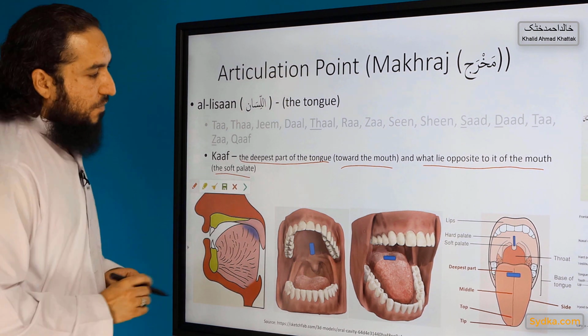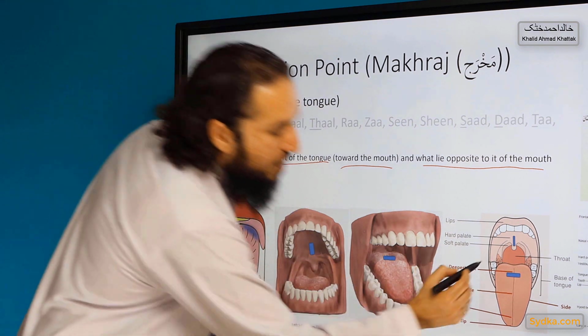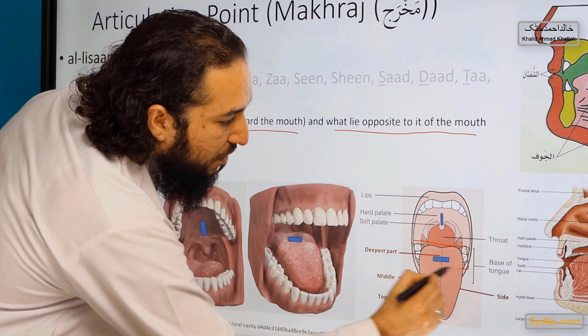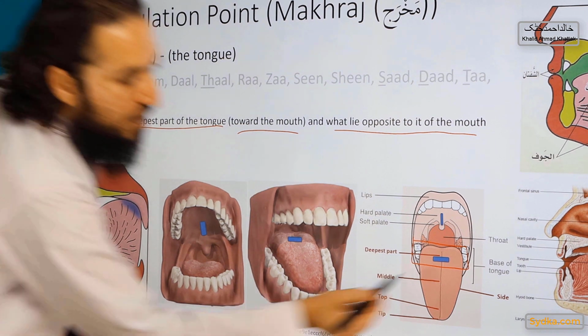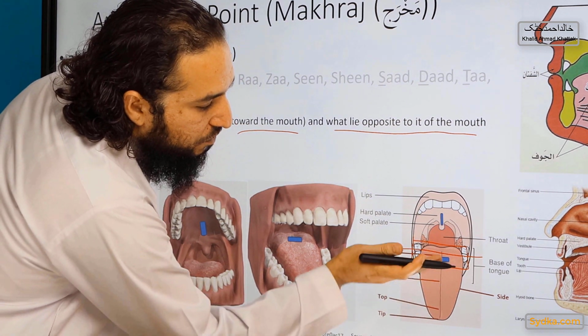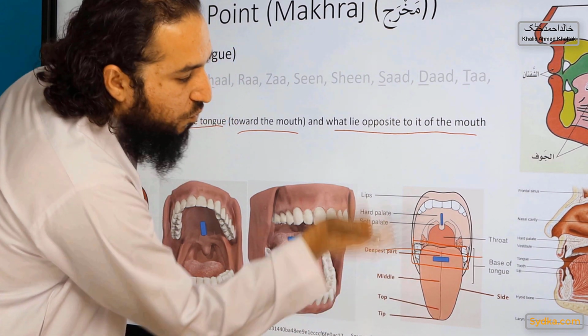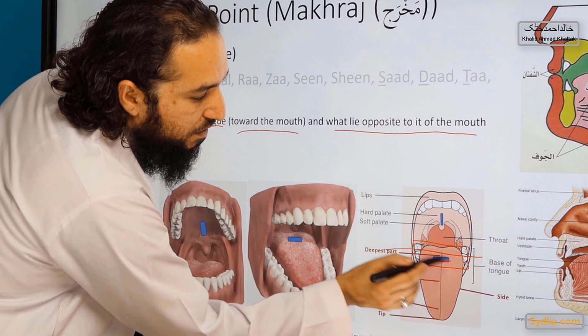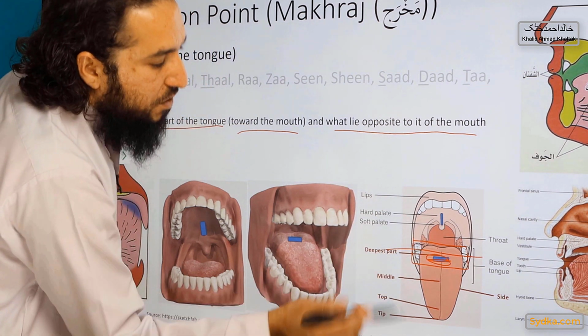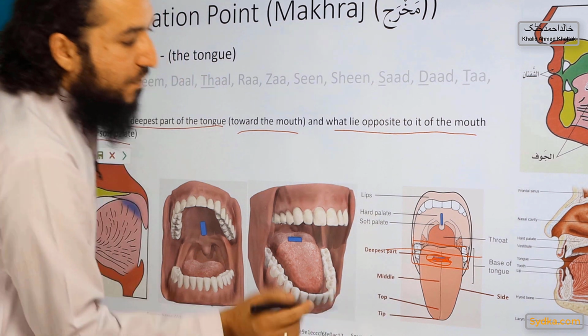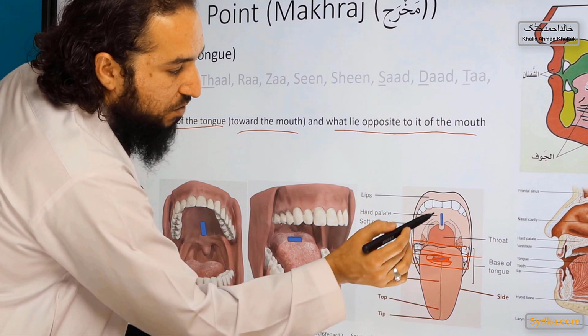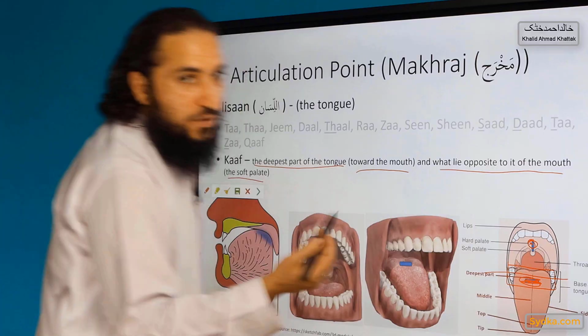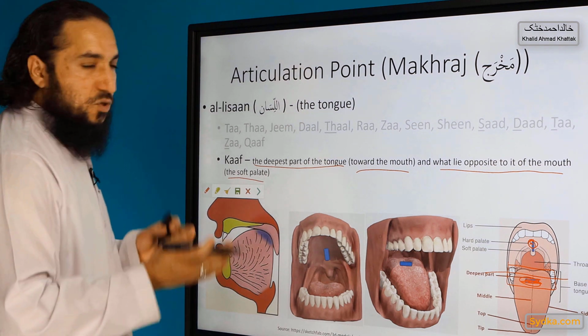Okay, so the deepest part of the tongue, we divide this into two. This side is towards the throat, and this side is towards the mouth or towards the teeth. So we will be using this side, and this is going to touch what is opposite to it of the roof of the mouth, which is the soft palate, but towards the hard palate.